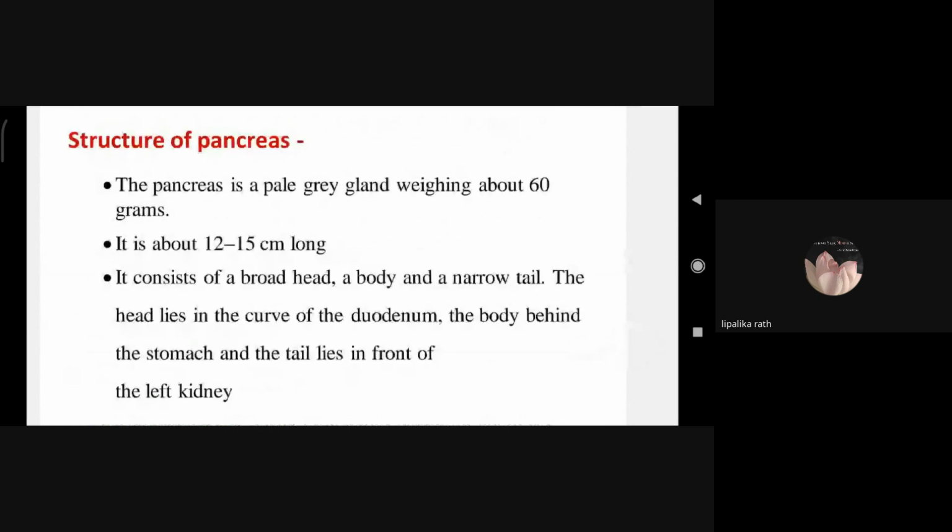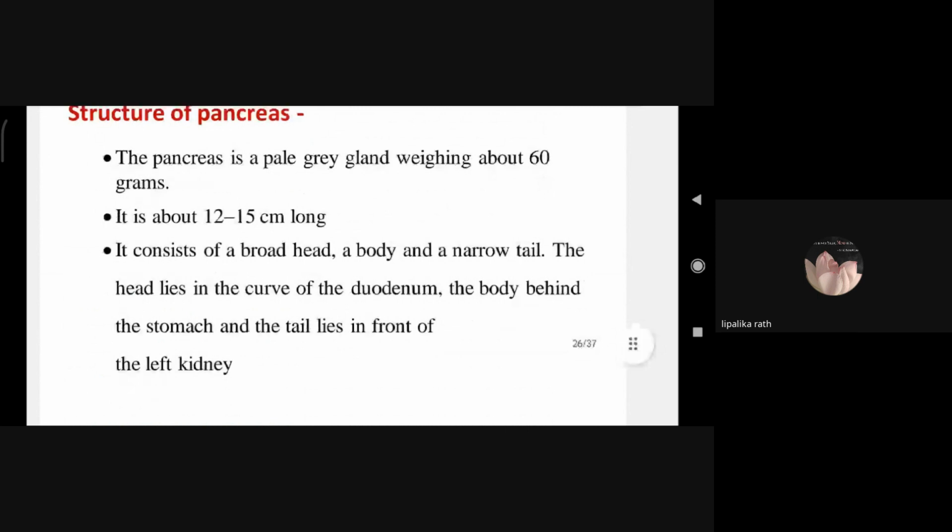Now we will learn a single organ, that is the pancreas. Pancreas is a pale gray gland weighing about 60 grams. It is about 12 to 15 cm long. It consists of a broad head, a body, and a narrow tail. The head lies in the curve of the duodenum. The body lies behind the stomach and the tail lies in front of the left kidney.